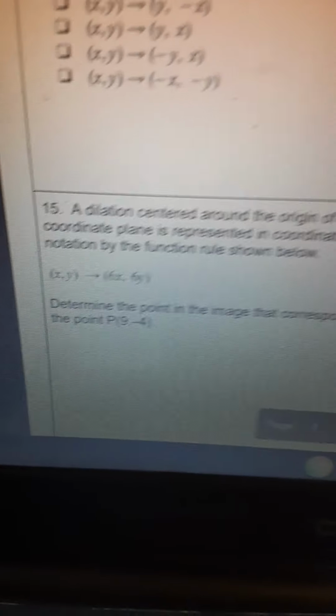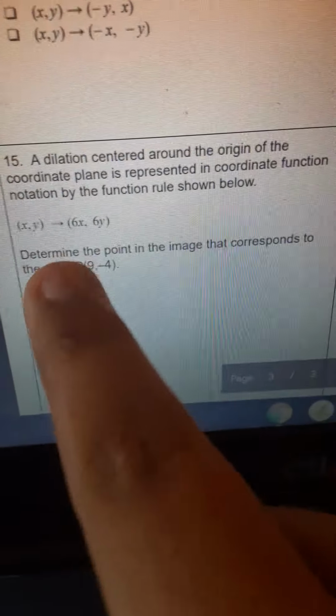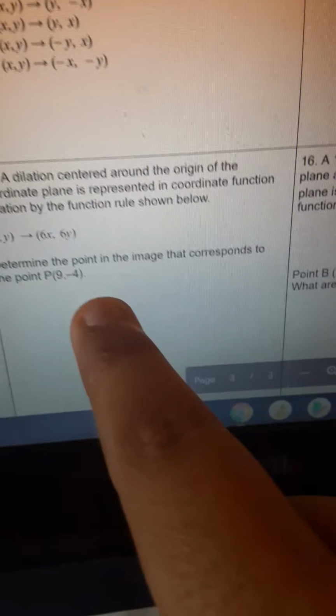15. Dilation centered around the origin of the coordinate. So just take 6 and multiply by 9. 6 multiplied by negative 4, and you'll get 54, negative 24.